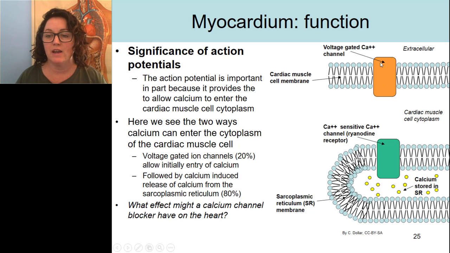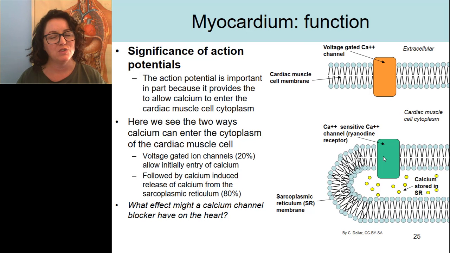The voltage-gated ion channels account for about 20% of the calcium that gets into the cardiac muscle cell, but the majority of the calcium will come through the SR via that calcium-induced calcium release. It's about 80%.